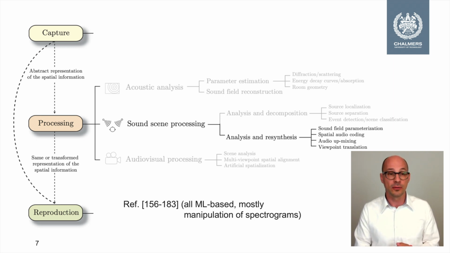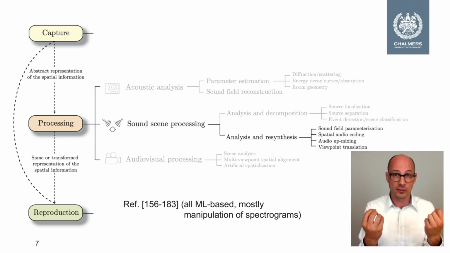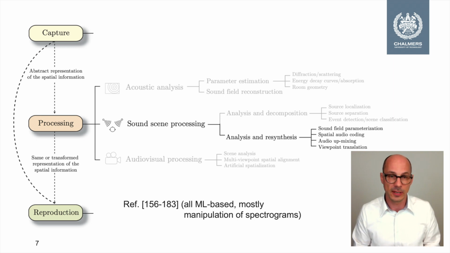And information that was extracted from a video stream has been used to turn monophonic audio recordings into stereo recordings, or even Ambisonics B format. So spatial information that was extracted from the video was imposed onto an otherwise non-spatial audio signal.